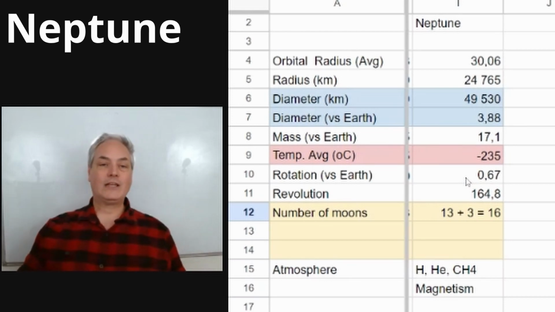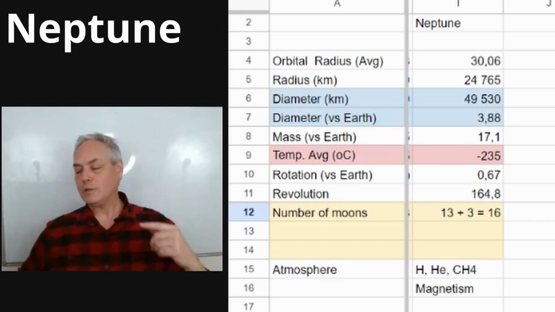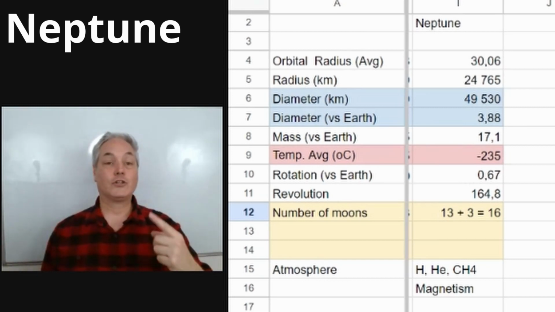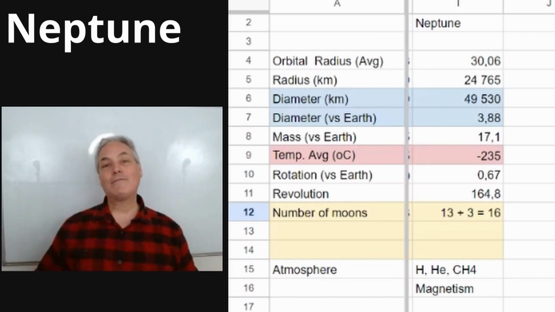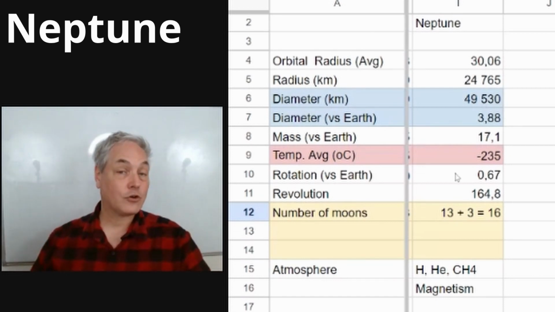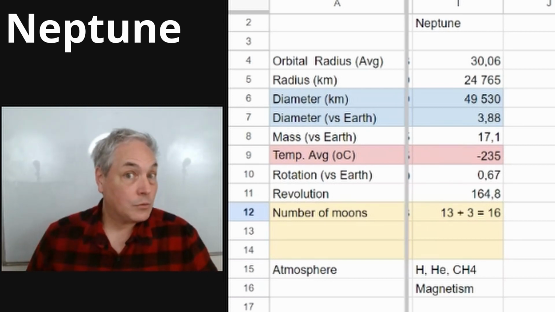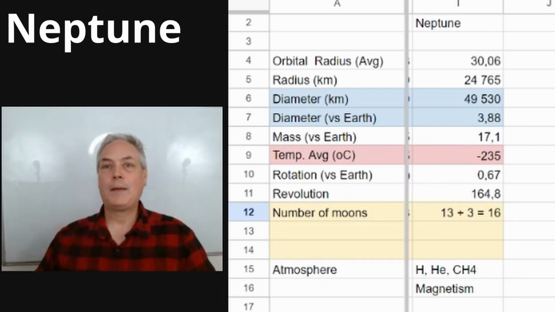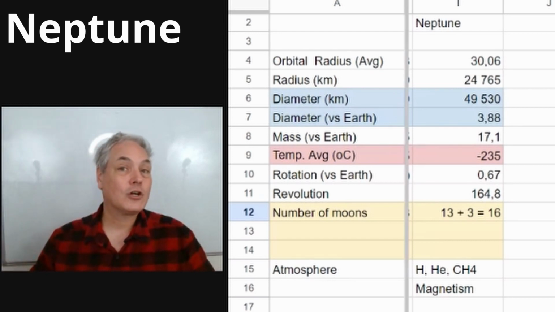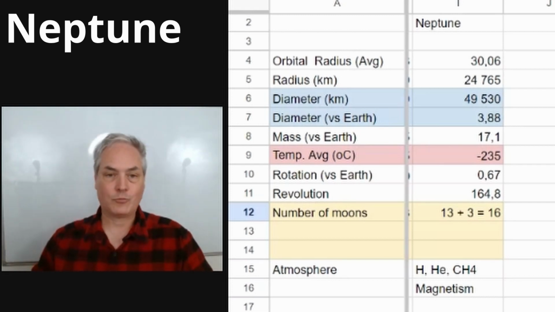With respect to rotation, it's 0.67, so it means that it will take about 16 or 17 hours to do a rotation. So here again, we have a very fast spinning planet. That means that a lot of things are going on in the atmosphere, but can we know more about it? Certainly, but we haven't been close to Neptune in a long time. Therefore, we need to send a new satellite, a new probe, to learn more about it.